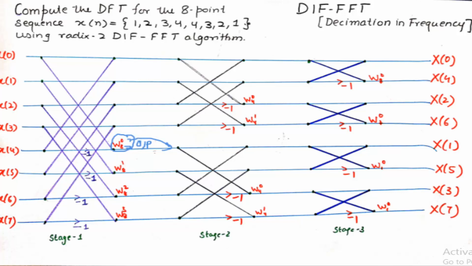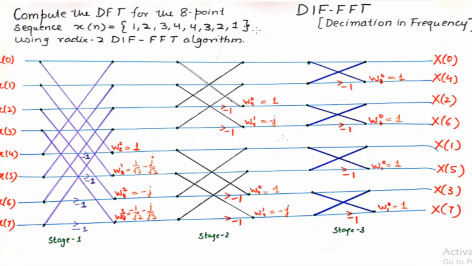So for example, you need to write down the values of the weights also. The values of the weights are the same. So the weights for stage number 1 are going to be 1, and then 0.707 minus 0.707 j, this is minus j, minus 0.707 minus 0.707 j. And in the second stage we had just 2 weights, so first is 1 and minus j, 1 and minus j, and the last stage has weights of 1.